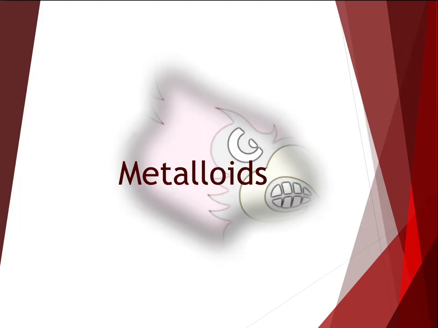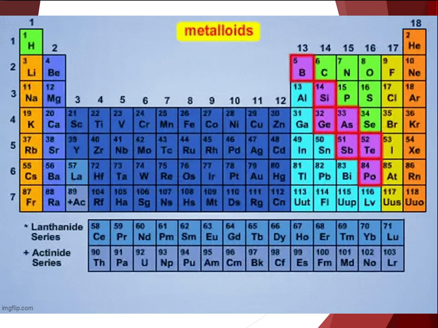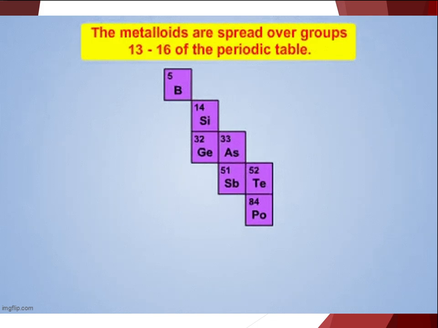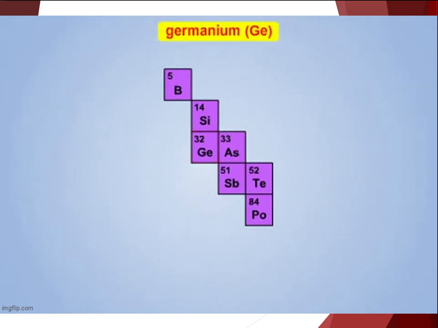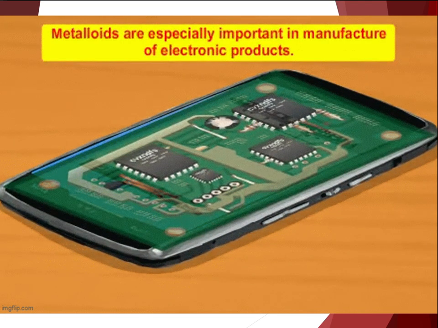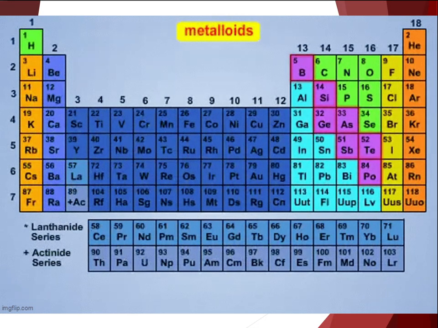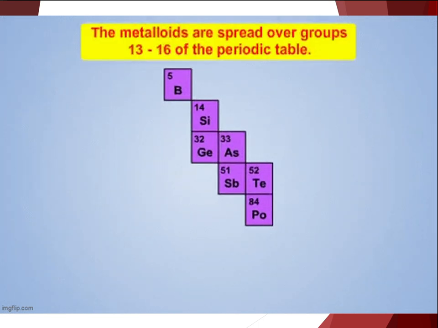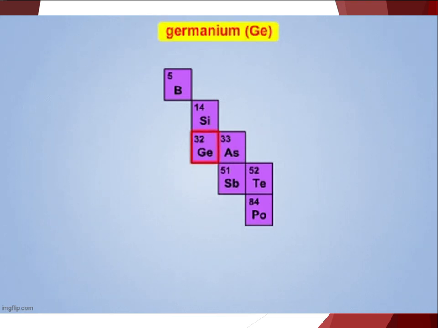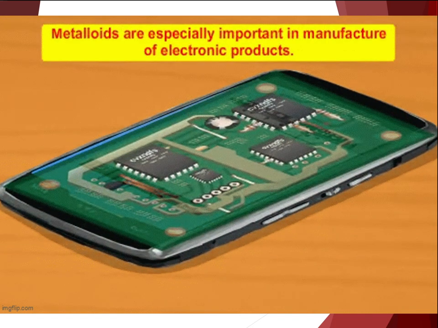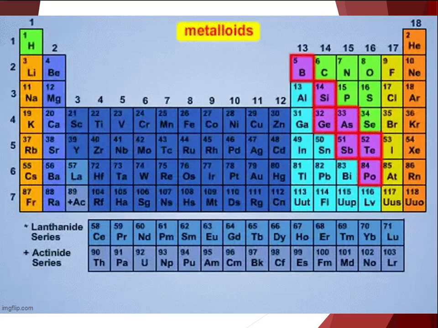Our last main idea, metalloids. There are only 7 elements that are considered metalloids. The metalloids appear in groups 13 through 16, where they form a jagged line between the metals and nonmetals. The metalloids often exhibit properties of both metals and nonmetals. For example, metalloids are solid at room temperature and have luster just like metals. However, metalloids are usually brittle and behave like nonmetals.